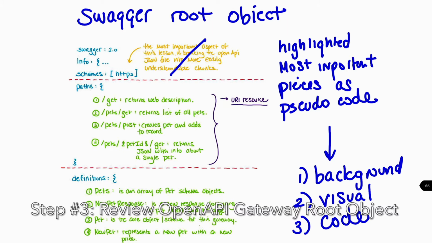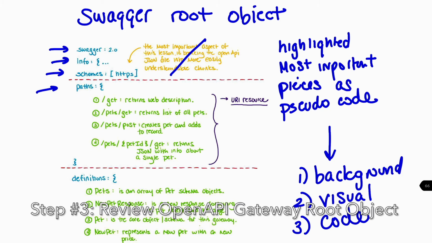So let's take a look at the important parts of the Swagger root object. We have the version of Swagger that we're going to be using, 2.0. We have some metadata which is contained within the info field, and then the schemes that we're using. In this case, we're only using HTTPS. Now, this is an important part right here.